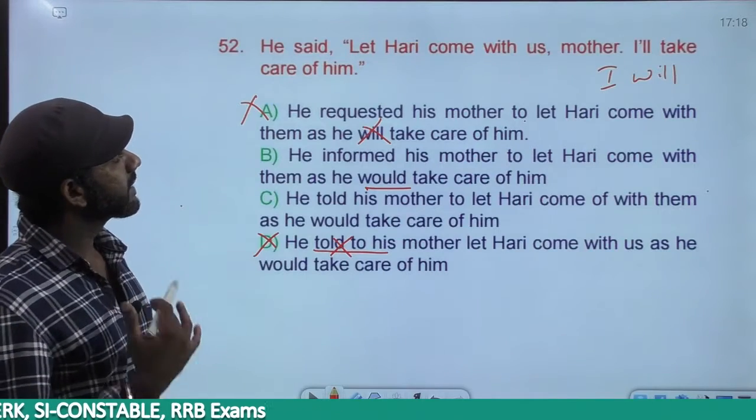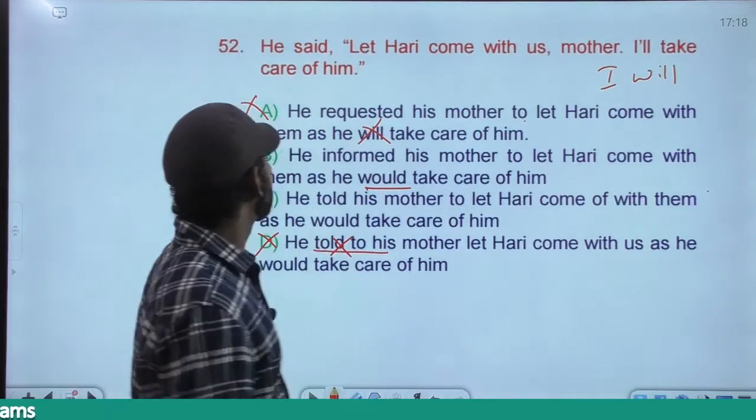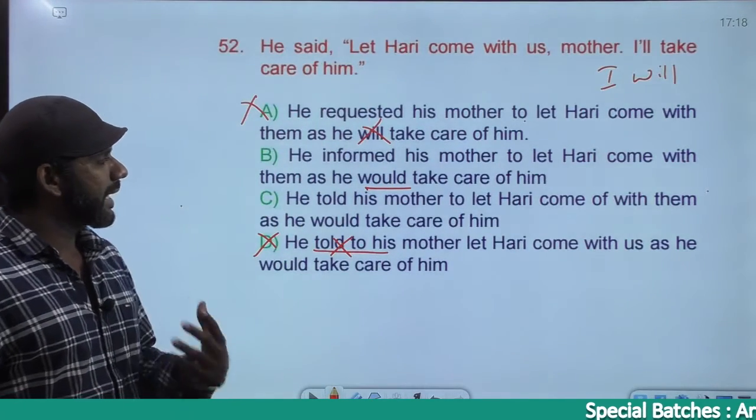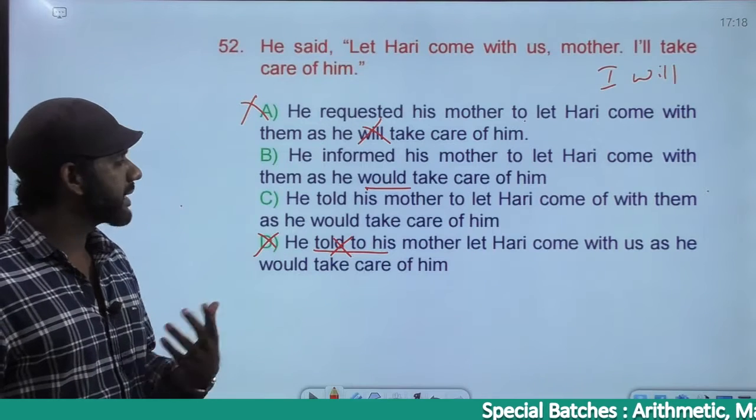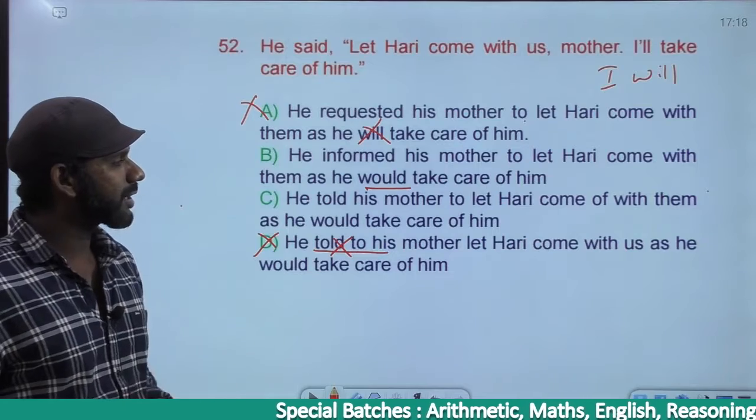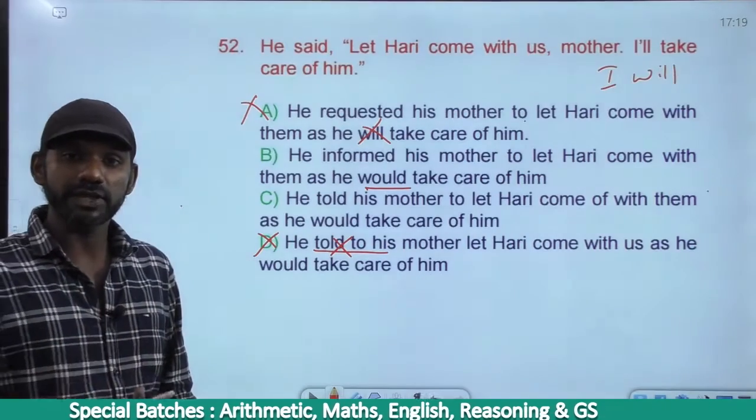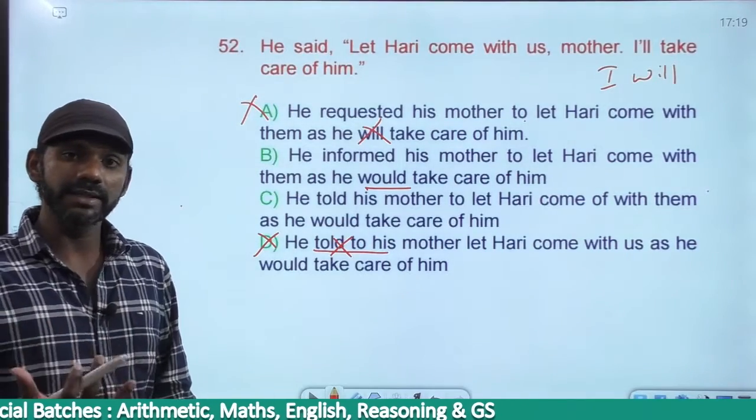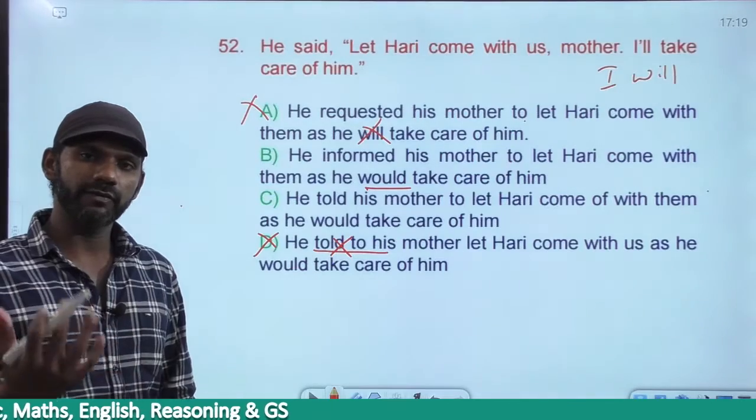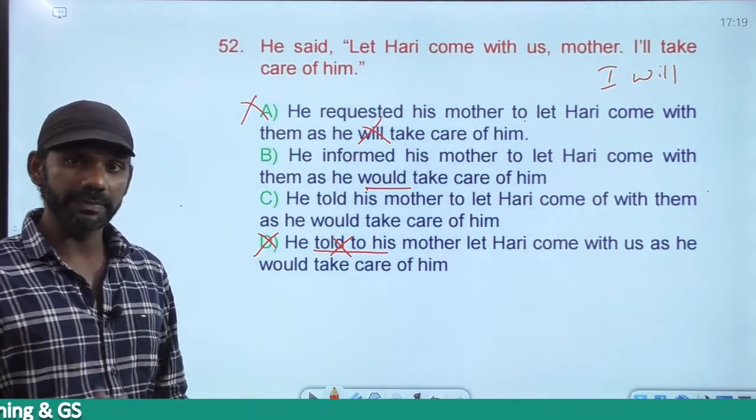He said, let Hari come with us, mother. I'll take care of him. So he informed his mother to let Hari come with them as he would take care of him. He told his mother to let Hari come off with them as he would take care of him. Inform is a kind of information. What we pass to others is called information, a piece of information. If I say, I inform you that tomorrow is a holiday, that is a piece of information given by me.